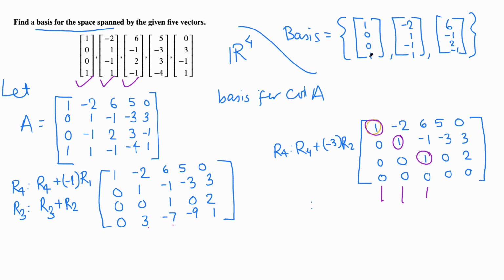Since we got only 3 vectors in R4, the space is not R4. It will be a subspace of R4 because we have only 3 vectors.